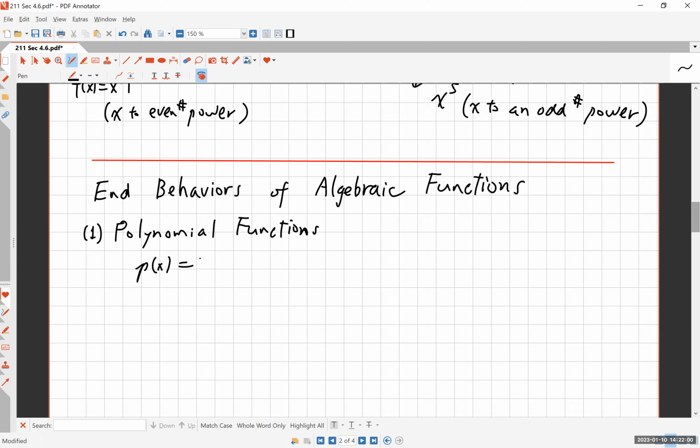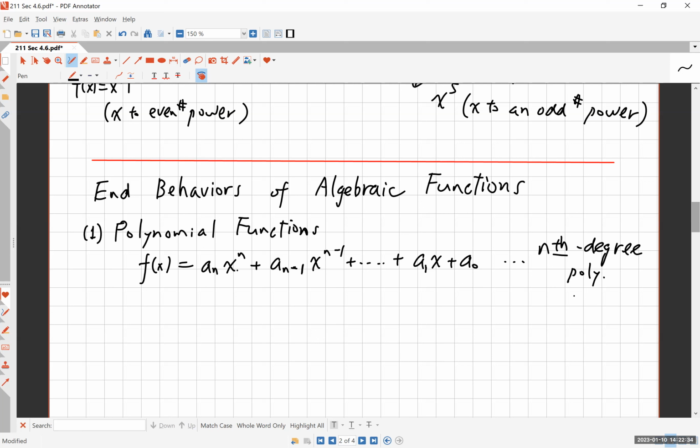The formal definition of a polynomial function is a function f of x that has coefficients times x to the n, and then the next one. The powers are usually written in descending order, and it goes down to a1 x, and then the last one is a naught, which is the last coefficient. This is called an nth degree polynomial, assuming that a sub n is not equal to 0.